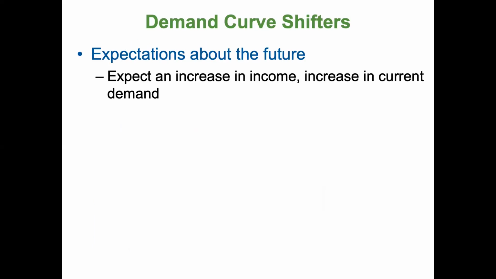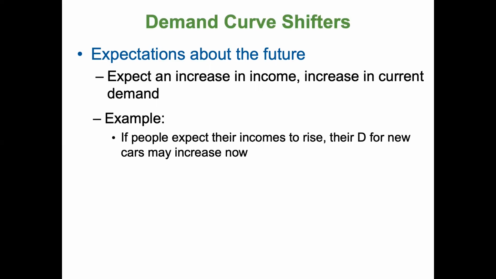Expectations about the future is a demand curve shifter. When people expect an increase in their income, they increase their current demand. For example, if people expect their incomes to rise, their demand for new cars may increase now. But if the economy is looking bad, people may worry about their future job security. Demand for new cars may fall now.